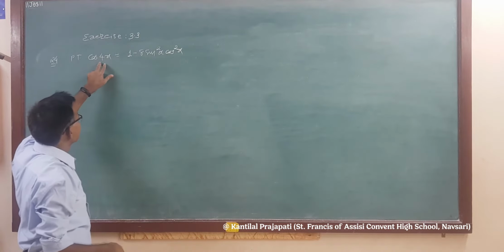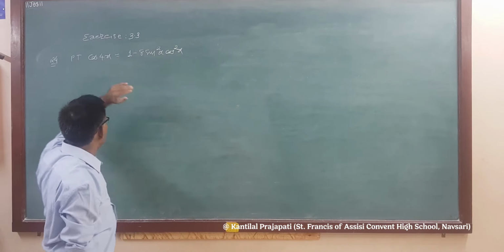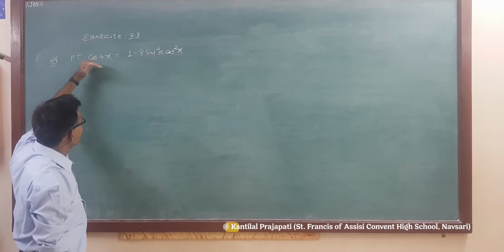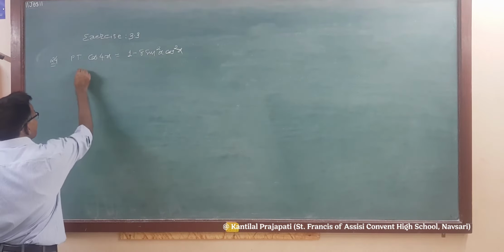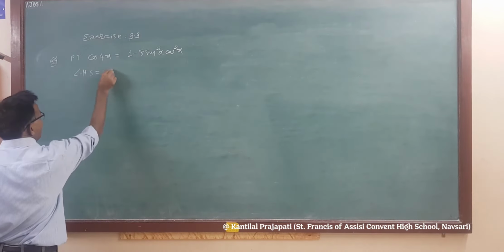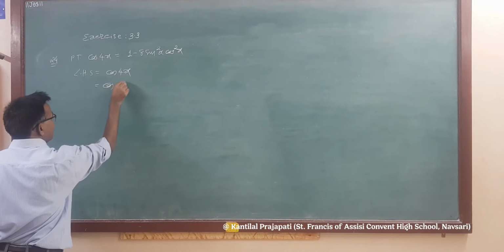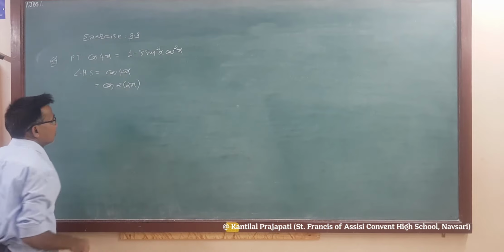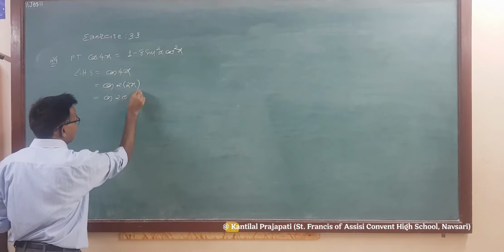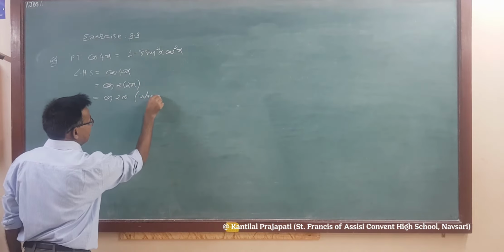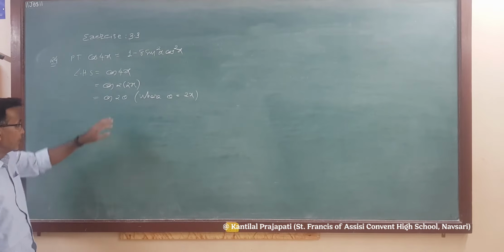Right, that is 4x. Angle is 4x here, angle is x in RHS. So we have to express cos 4x in terms of sin x and cos x only. So LHS is equal to cos 4x. Again we write this as 2 into 2x. For convenience we put 2x is equal to theta.